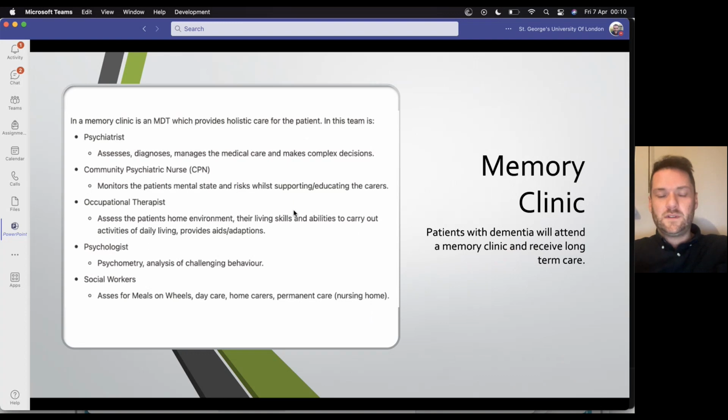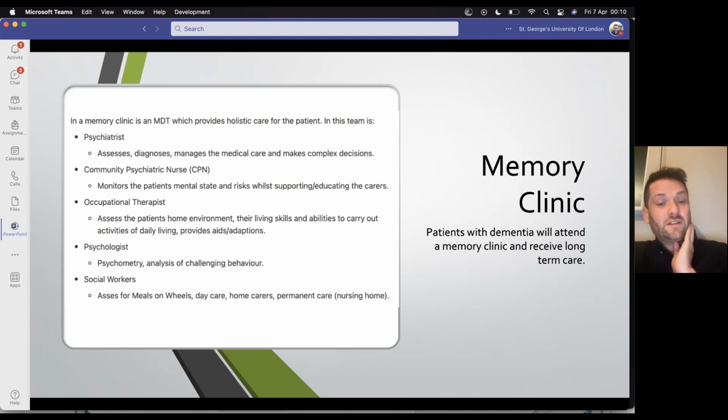So now let's think about management. So the biggest thing in management is a memory clinic. So people who are diagnosed with dementia will attend a memory clinic and receive long-term care. And I know it's really exhausting learning all these MDT labs, but that is basically what will happen here. There'll be an MDT. So there'll be a psychiatrist who assesses, diagnoses, and manages medical care, community psychiatric nurse. This is someone monitoring the patient's mental state and risks while supporting carers.